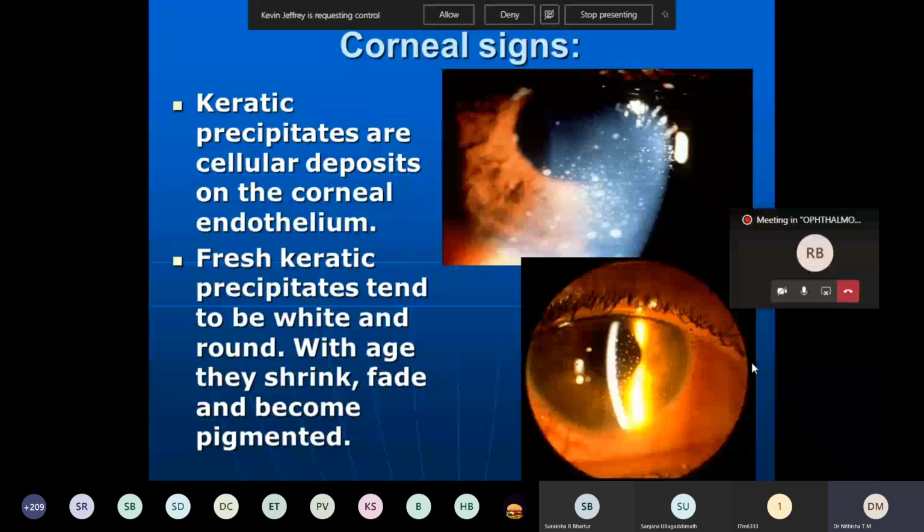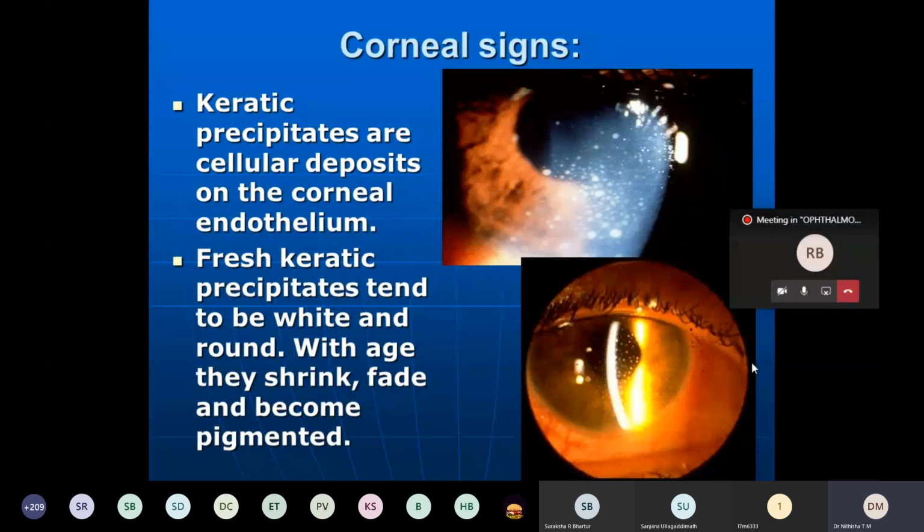How do you differentiate keratic precipitates? They are always present in the inferior part of the cornea and the back of the cornea, because of gravity. They are always arranged in the form of a triangle, which is called Arlt's triangle. You have seen Arlt's line in trachoma. Keratic precipitates are also arranged in the form of Arlt's triangle in the inferior and back part of the cornea.